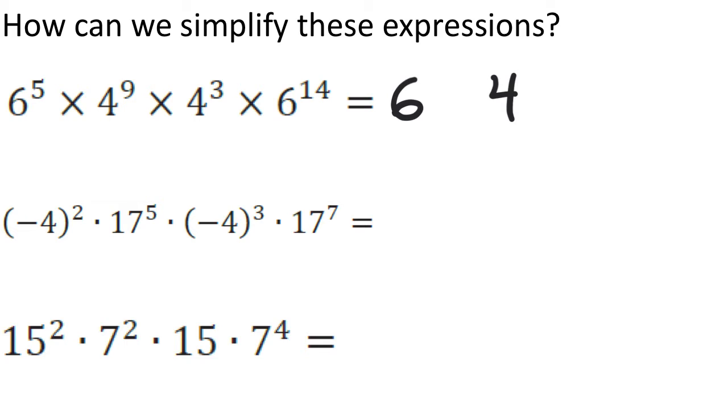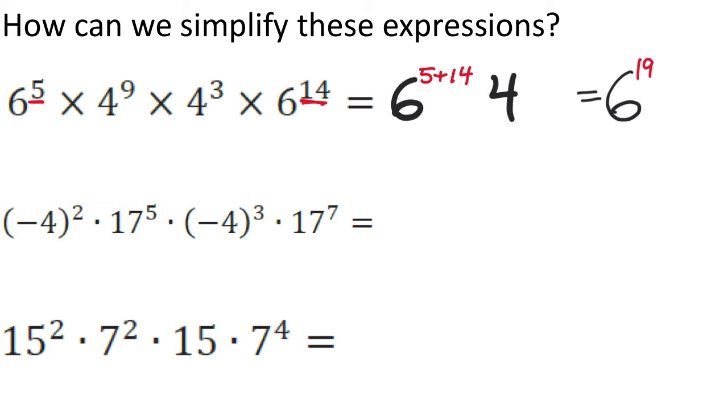Okay, so I look at my base 6, and for my base 6s, I see exponents of 5 and 14. Now again, they don't have to be right next to each other. As long as we know that all the factors are being multiplied, then we can take those 2 exponents of 5 and 14 and add them together, even though they're not right next to each other. We could apply the commutative property of multiplication to move them next to each other, but it's not necessary. So this would result in base 6, but 5 plus 14 is 19. Okay, so that's just the base 6 part of this.